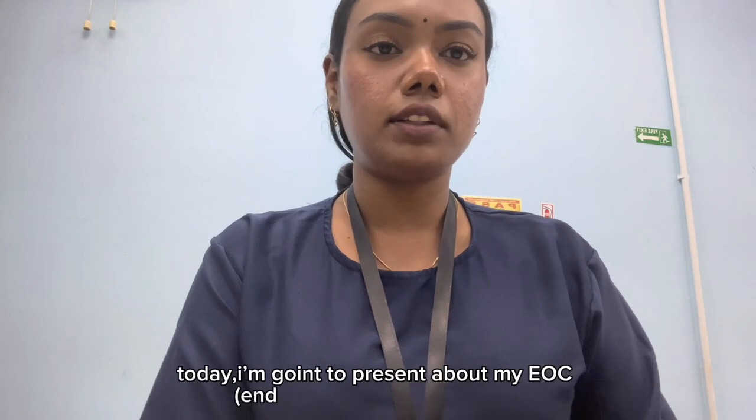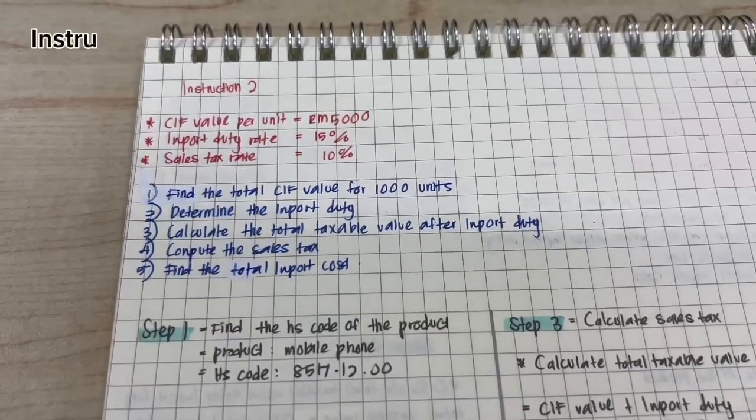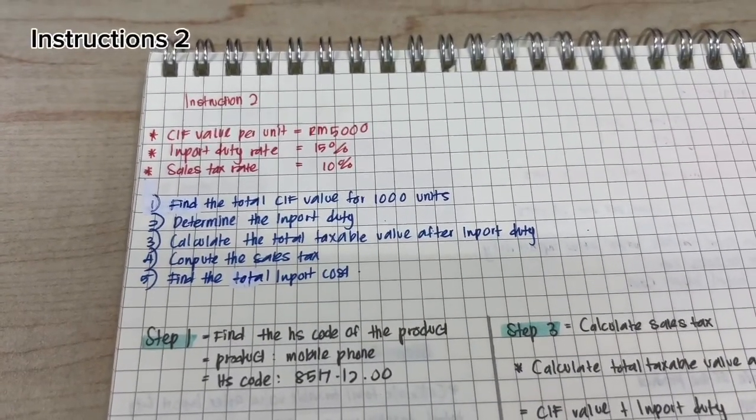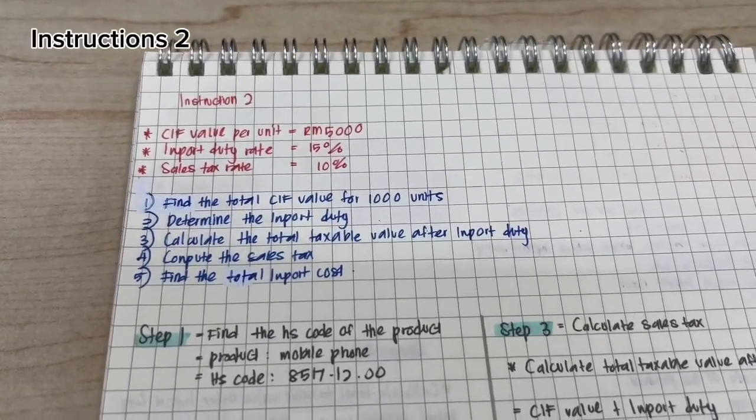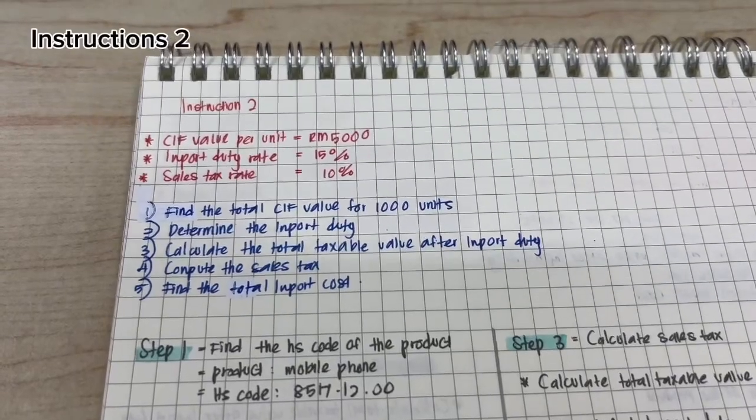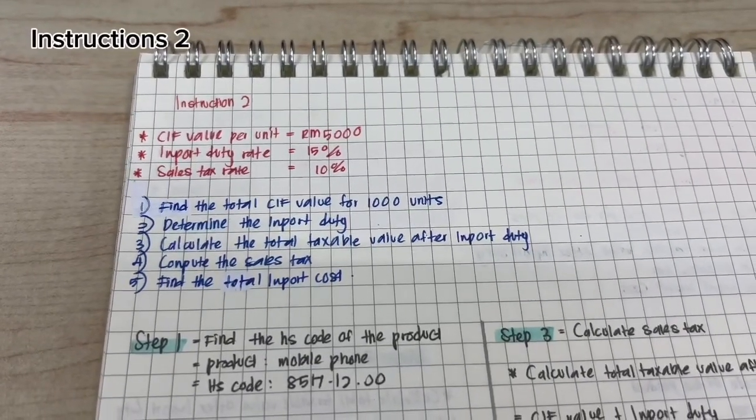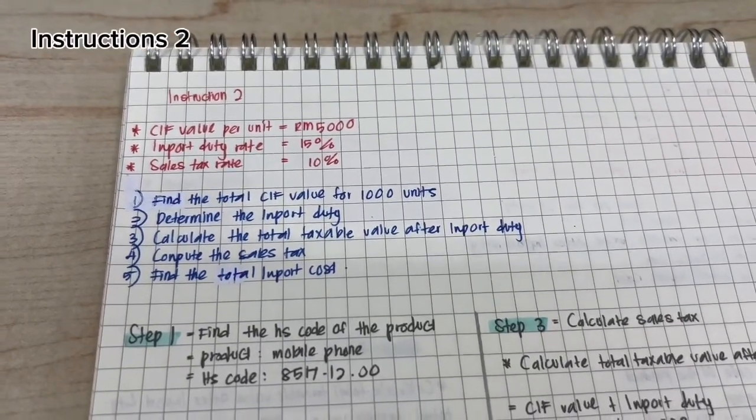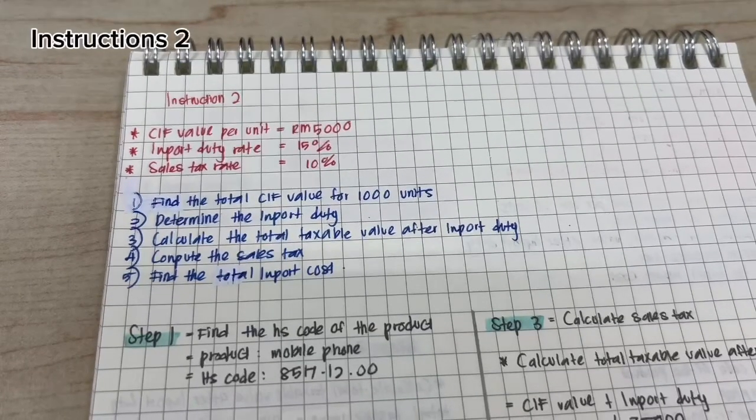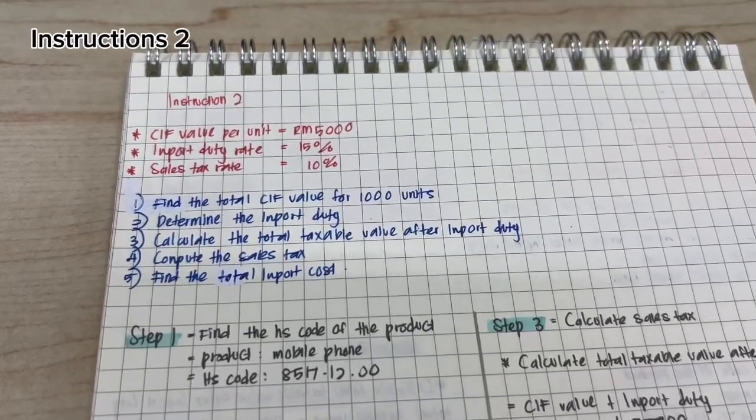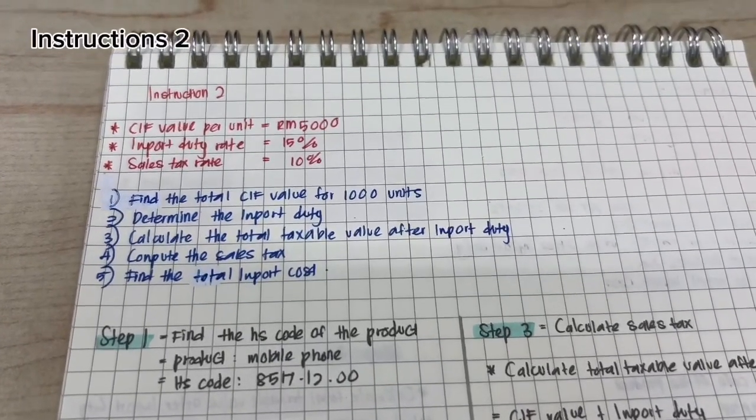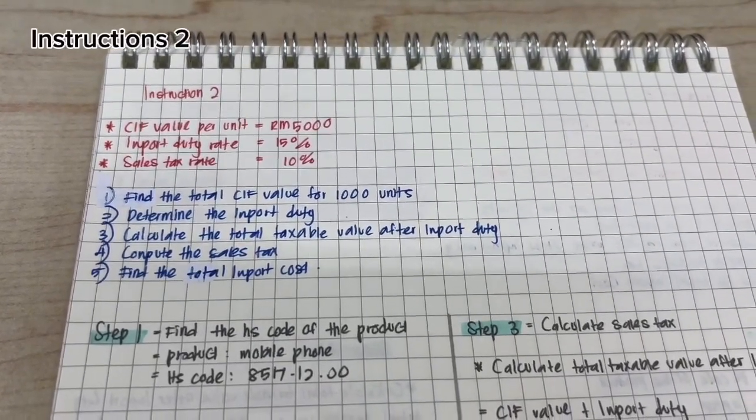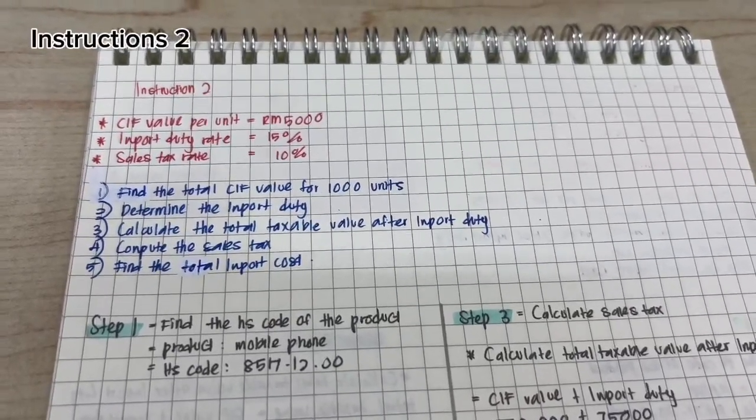Today I'm going to present about my EOC end of chapter instruction 2. As for the instruction 2, the given information is CIF value per unit is RM 5000 and the import duty rate is 50% and the sales tax rate is 10%. So in this instruction 2, they asked us to find the total CIF value for 1000 unit and determine the import duty, calculate the total taxable value after the import duty and compute the sales tax, and finally we have to find the total import cost.